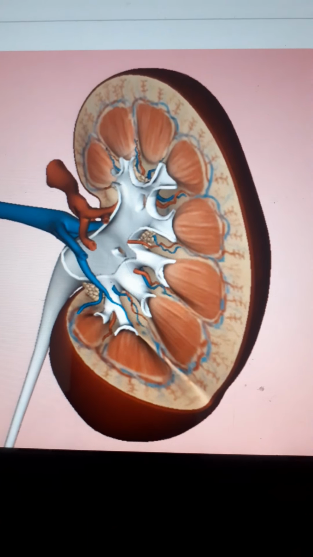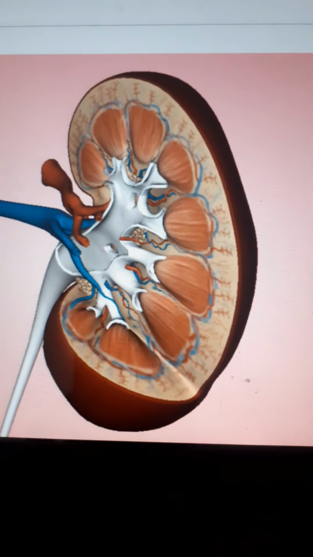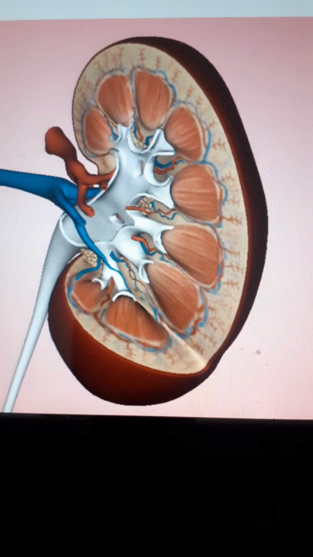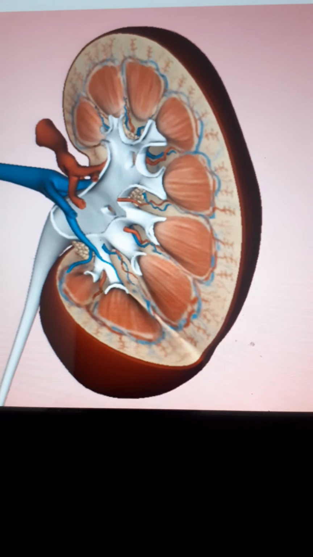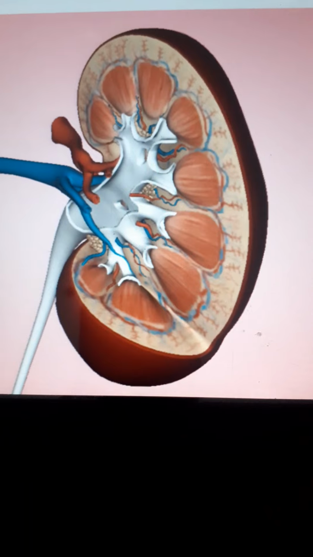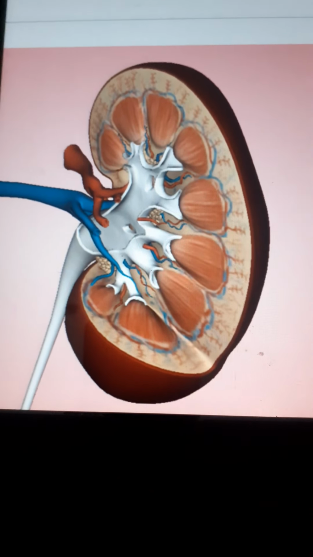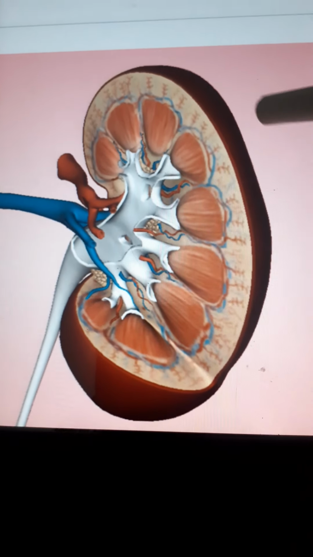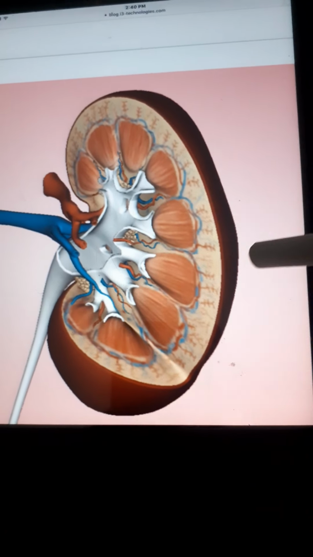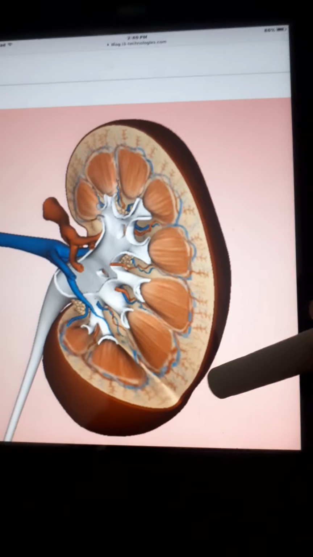Good morning students. Let us study a structure which is a unit of the excretory system. Can you identify, children, what this is? In the previous class we saw that a bean shaped structure is the kidney. Can you see this bean shaped structure?